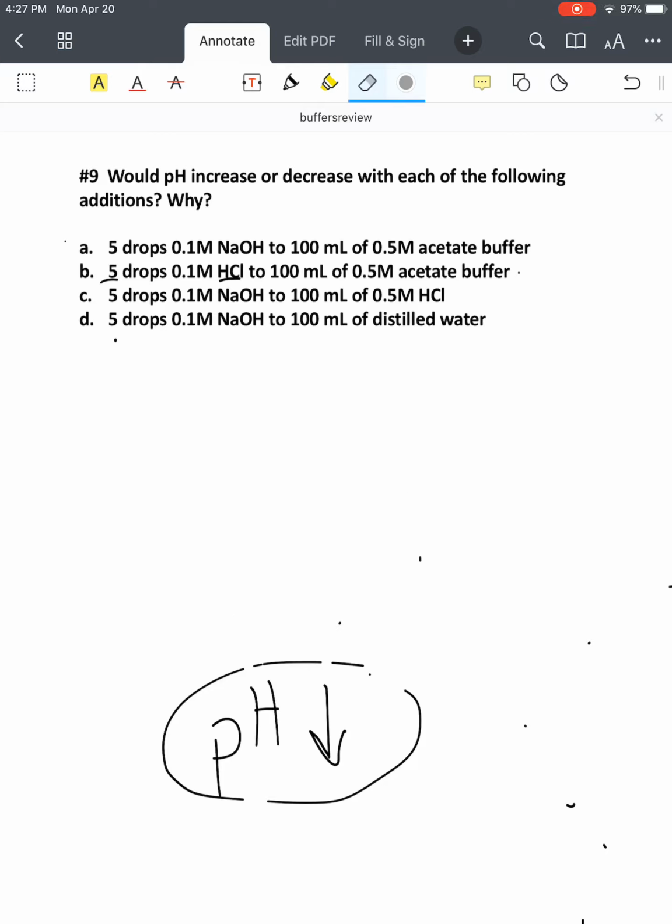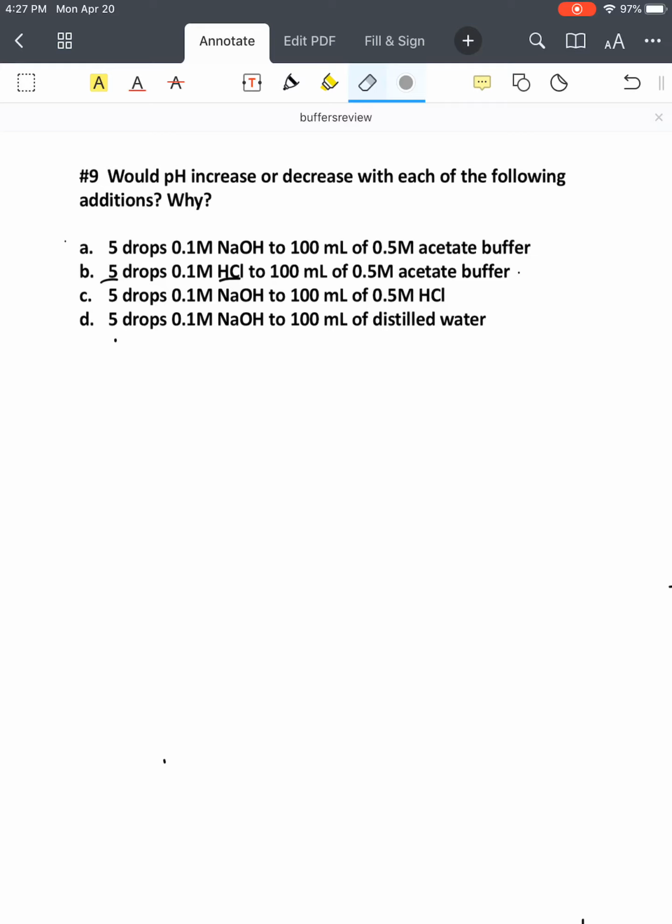So first off here, do we have a buffered solution? That might give us a little bit of a hint. I would argue that we don't. Reason why, can you make a buffer out of a strong acid? Nope, you can't. And HCl is a strong acid. So this will not be a buffered solution.